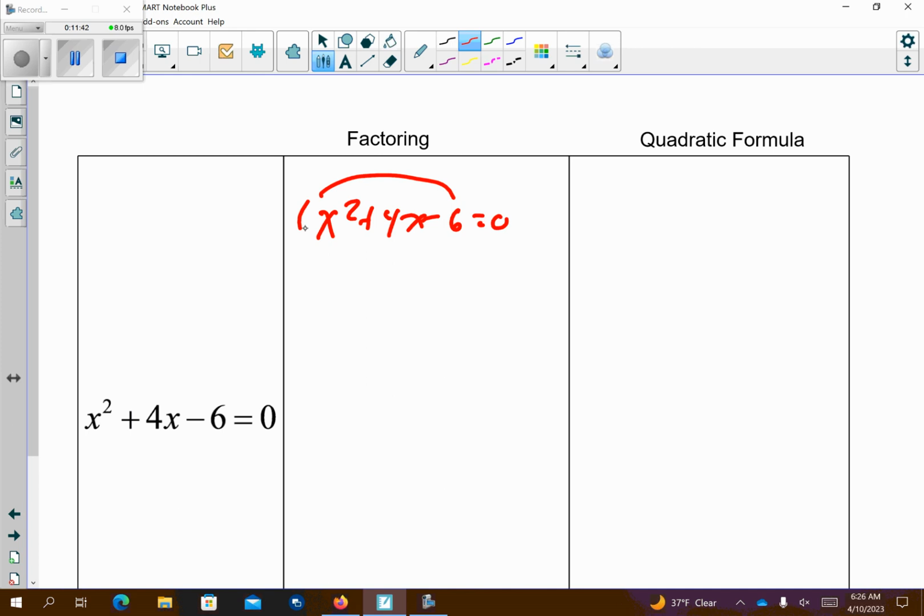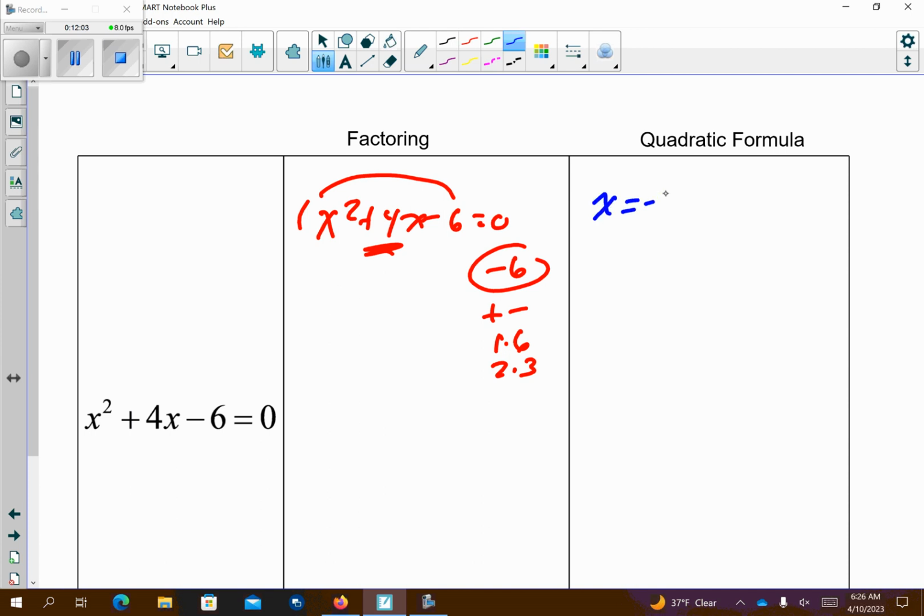I multiply -6 times 1, so I get -6. So I know I have a plus and a minus. So what numbers of 6, 1 times 6 or 2 times 3, would any of those, one being positive, one being negative, add up to 4? Well, originally we said this was prime, okay? But let's see what the quadratic formula will do to solve this problem.